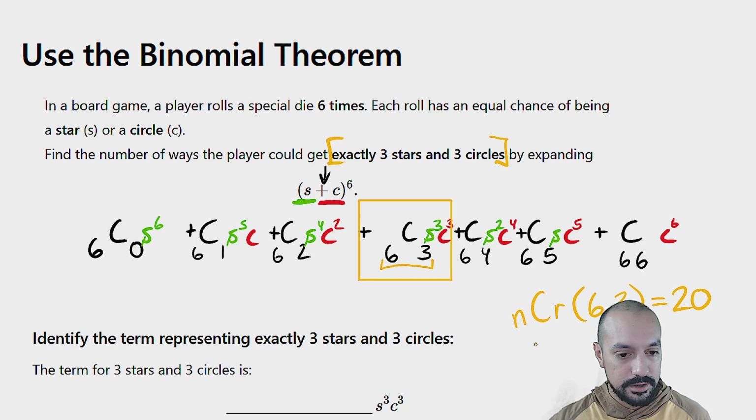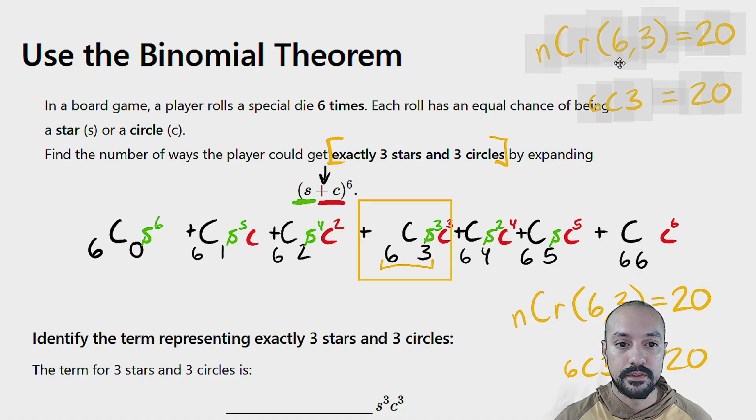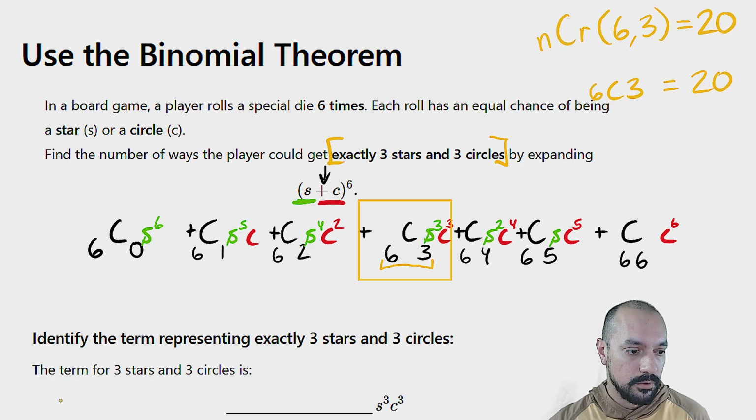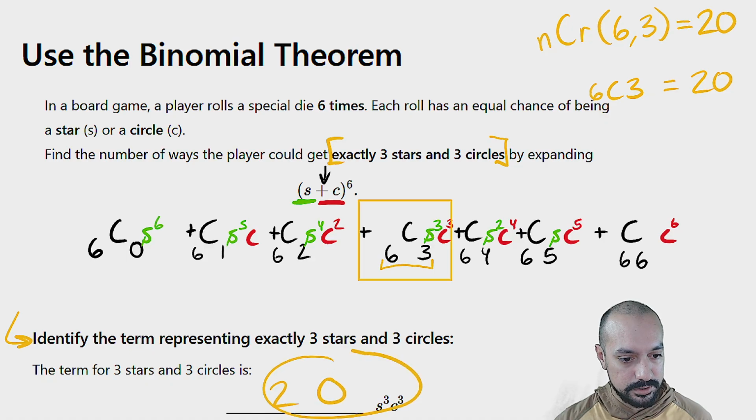Some calculators will actually take it just like that. So they'll let you put a 6, a C, and then a 3. And it'll just give you the same result, 20. So you can see it. So for the actual question where it says identify the term representing exactly 3 stars and 3 circles, it is a coefficient of 20. So that's the term there.